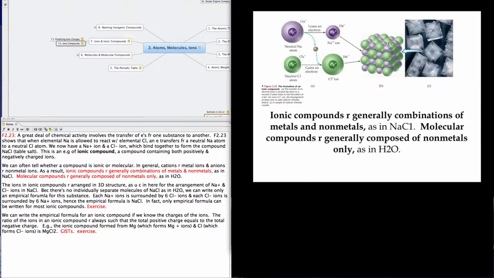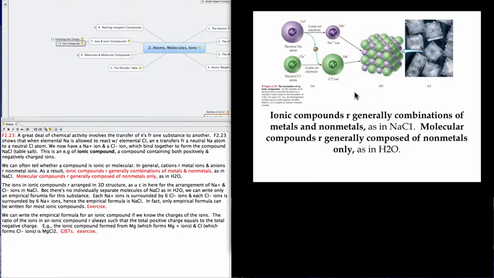A great deal of chemical activity involves the transfer of electrons from one substance to another. This figure shows that when elemental sodium is allowed to react with elemental chlorine, an electron transfers from a neutral sodium atom to a neutral chlorine atom. Now we have a sodium ion and a chloride ion, which bind together to form the compound sodium chloride. So this is an example of an ionic compound, a compound containing both positively and negatively charged ions.